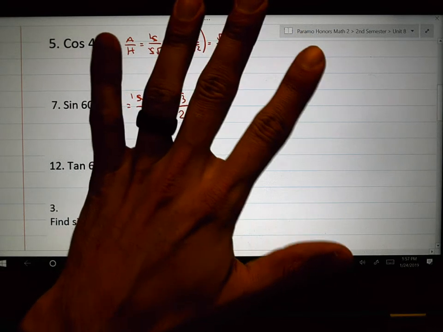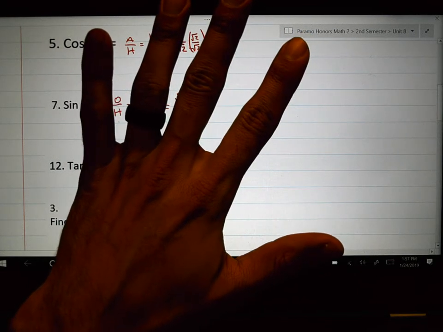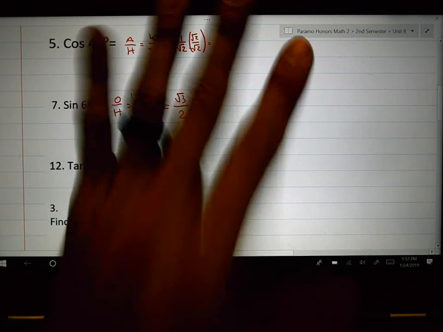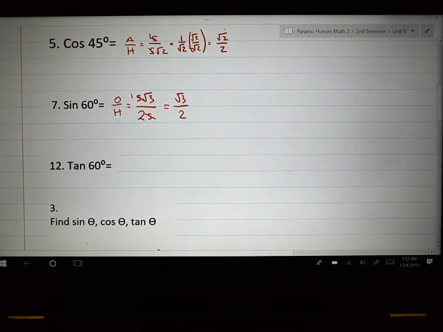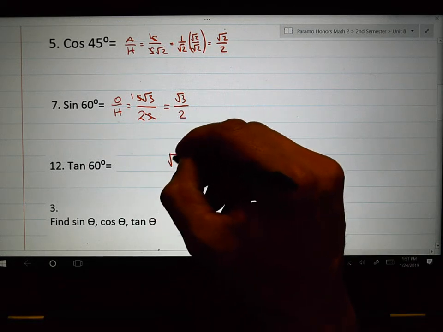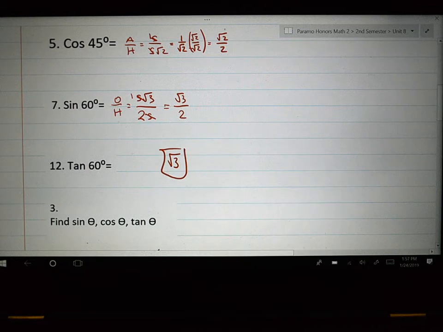Coming back to you. What did you get for your answer? Say it out loud. Root 3. Is there anybody who did not get root 3? Please raise your hand. Zero hands are raised in this class. Root 3 is correct. I'm just going to put a box around it.